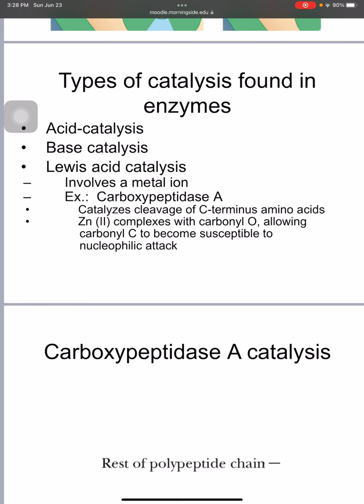A really good example of this is carboxypeptidase A. This is going to be an enzyme that specifically cleaves C-terminus amino acids off. So you have an amino acid chain, right, a peptide chain, and it'll just position itself over on the C-terminus end, and it'll just start snipping them off one by one from that end, right? That's what it does. Carboxypeptidase acts via a Lewis acid catalyst mechanism, and that's because it's got a metal ion.